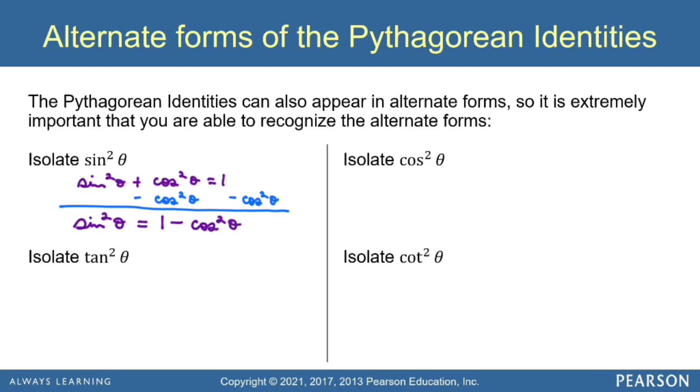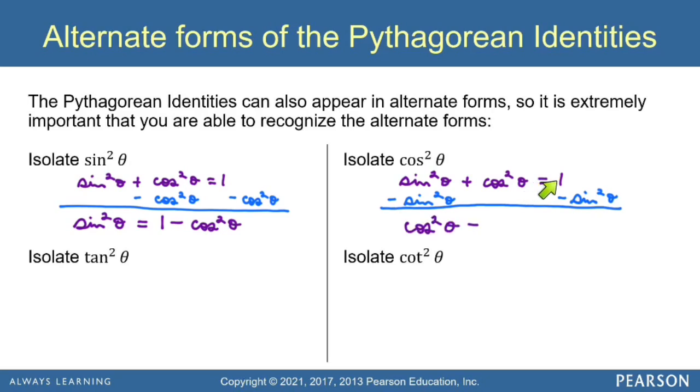I do not want you to memorize this necessarily, but you should work with it until it's familiar to you. What you should be able to do is take your original identity that you're going to memorize and rearrange it to isolate any term that you want. Let's take the same identity again and this time isolate the cosine squared term. You'd have to subtract sine squared from both sides, and that would leave you with cosine squared theta equals 1 minus sine squared theta.